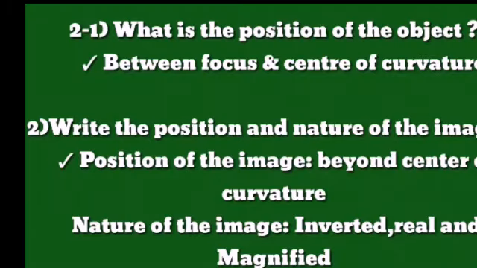First, what is the position of the object? The position of the object is between focus and center of curvature. Position and nature of the image. The position of the image is beyond center of curvature, and the nature of the image is inverted, real and magnified.